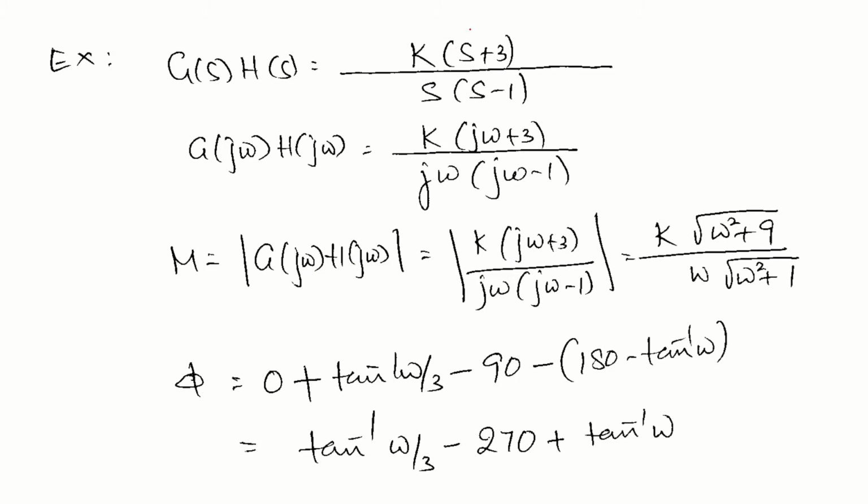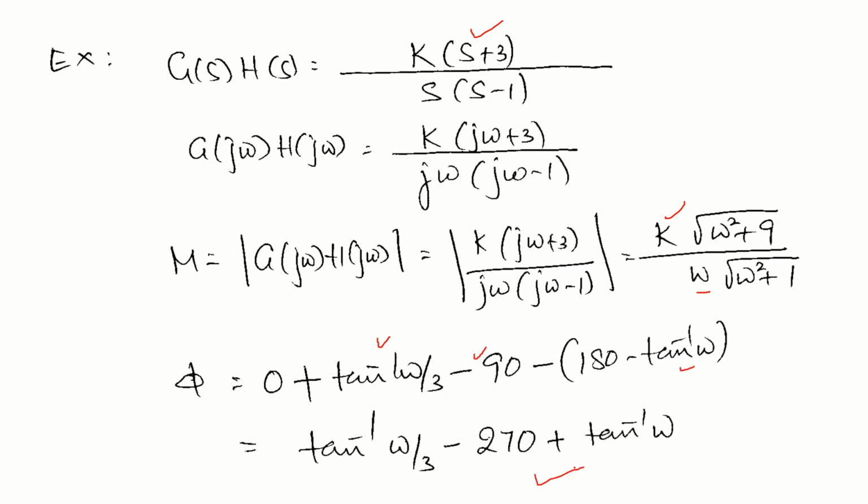So in this example, there is 1 zero. There are 2 poles. K, (j omega plus 3), j omega, (j omega minus 1). Modulus of K is K, modulus of j omega plus 3 is under root omega square plus 9. Modulus of j omega is omega. Modulus of j omega minus 1 is under root omega square plus 1. Now tan inverse of omega by 3 for this. It is minus 90. Here 1 by s minus a case. That's why minus, because pole in the right half, 180 minus tan inverse omega.